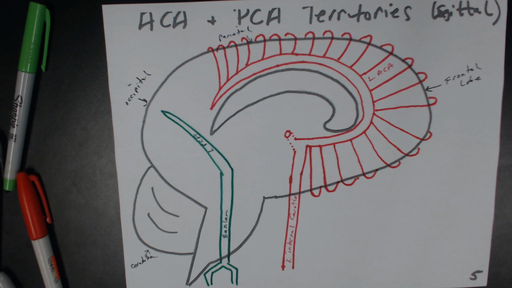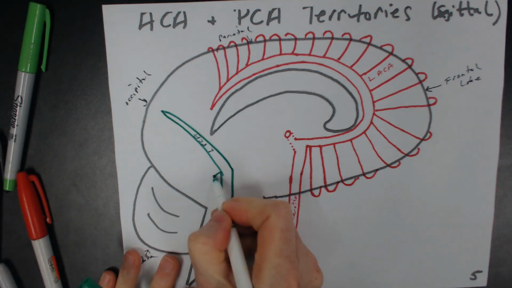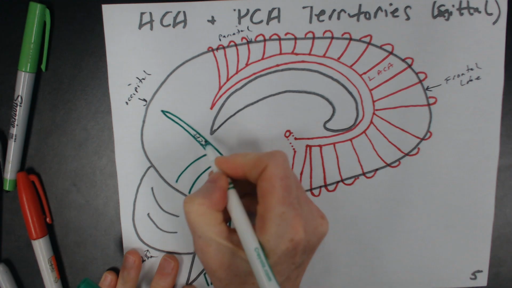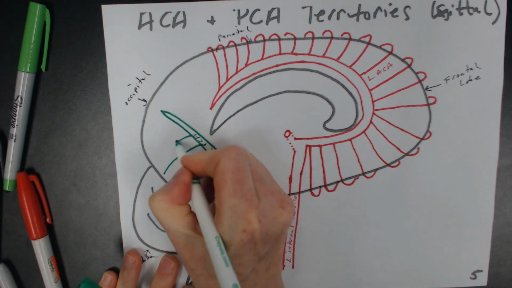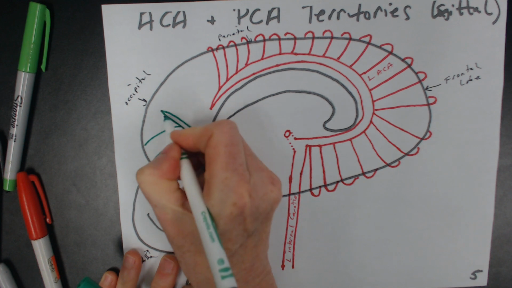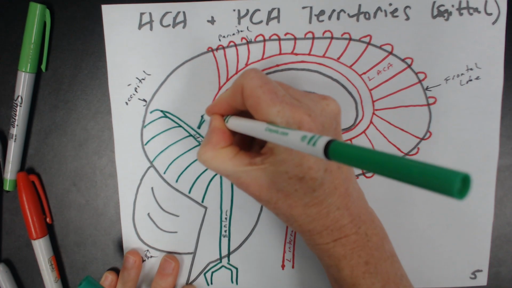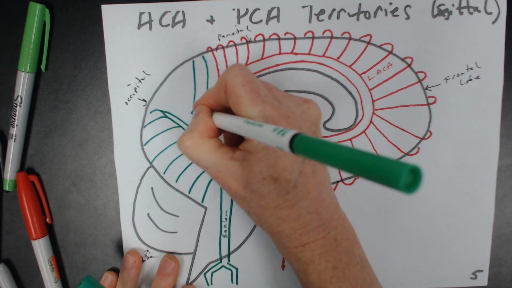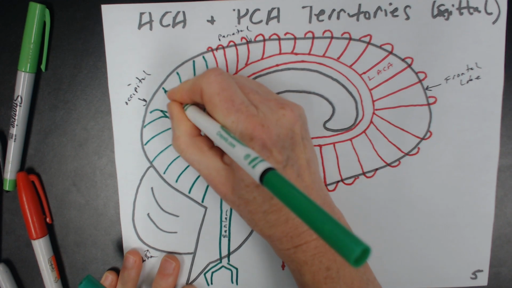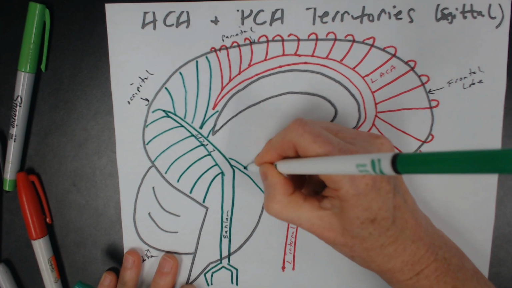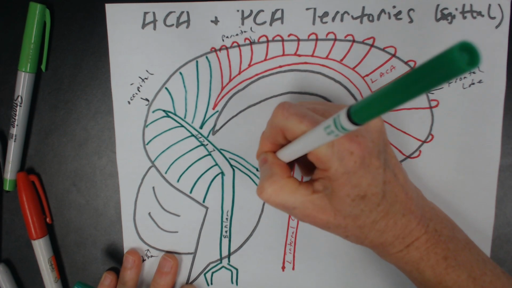So, as far as the portion of the brain that the PCA supplies, it's going to have, as I said before, all of this occipital lobe in here. And it's going to also have just a little bit in front of the brainstem, not very much.